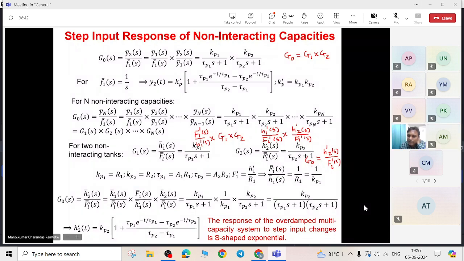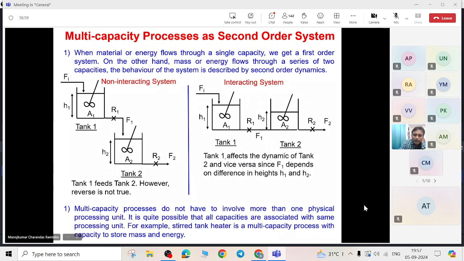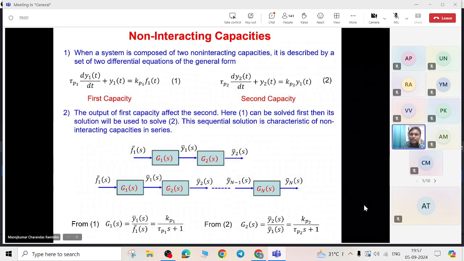Yes, sir. So this small change is coming primarily because, if you go back and see, the inlet to the second system, the outlet from the first system is Y1, correct? And this Y1 is given as an input to the second system, isn't it?